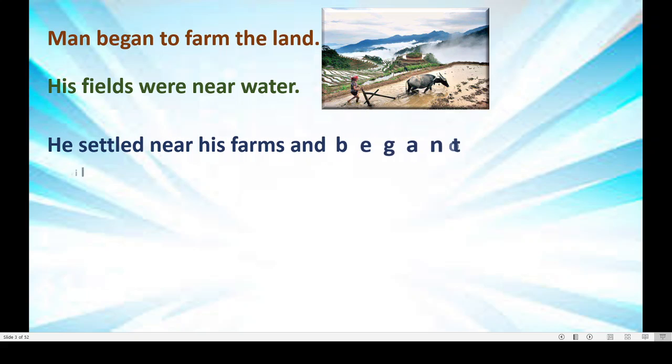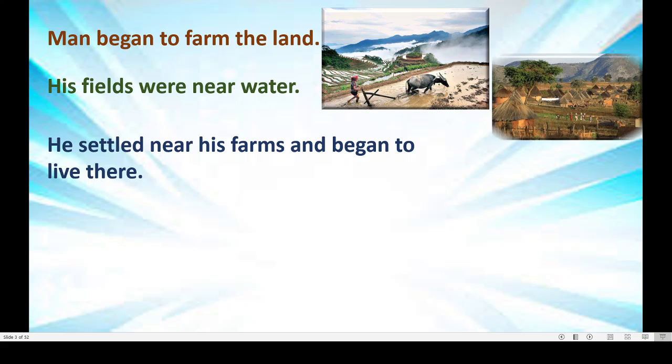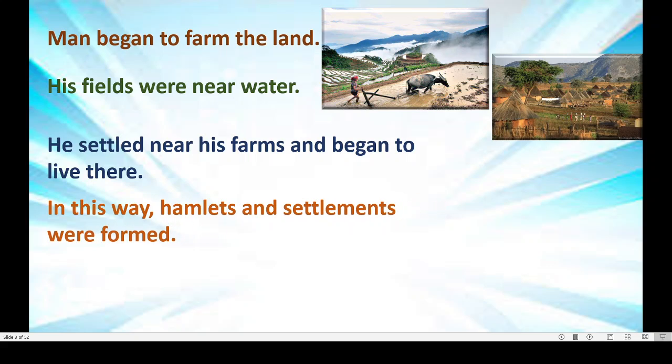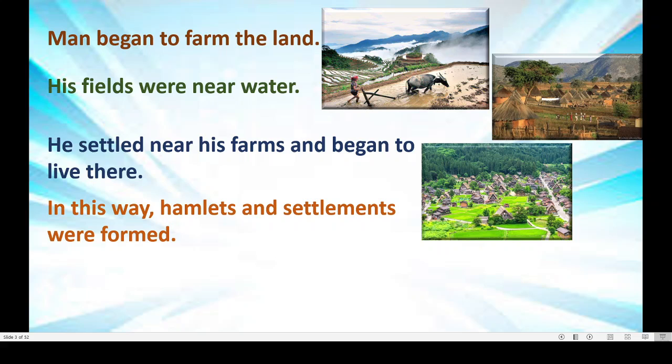Then he settled near his farms and began to live there. See this. Near the farm only he started to live, because it became very easy to go to the farm and to look after the crops. Right? Then afterwards what happened? In this way hamlets and settlements were formed. Slowly, so many people built huts. Right? They used to stay in a group, that is called a settlement, which was near his field or farm. And the field or farm was near the water source. Got this? Like this, slowly the settlements or hamlets were formed.